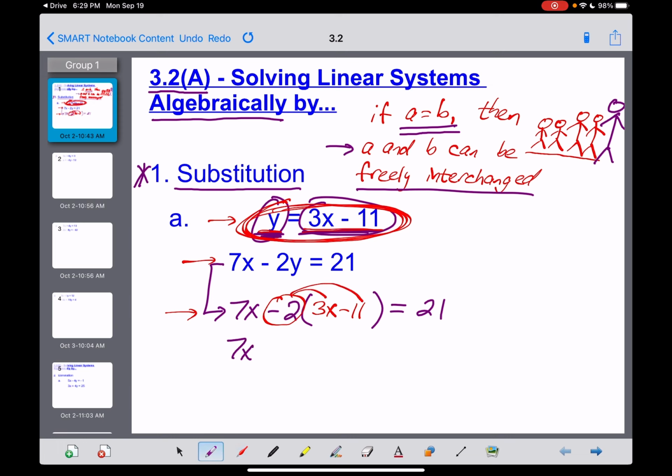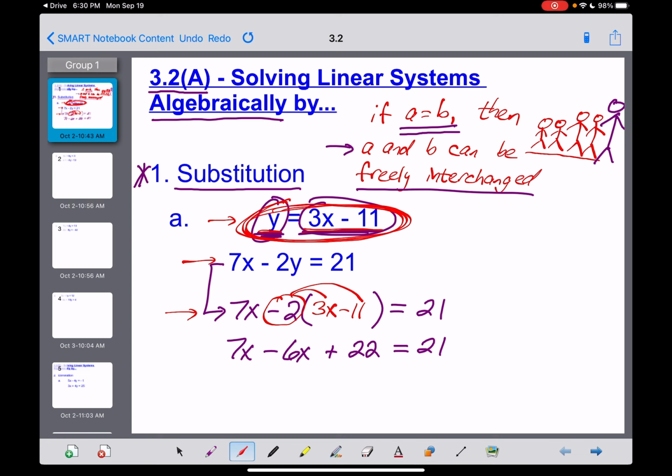So we now get 7x. Negative 2 times 3x is minus 6x. The negative 2 times the negative 11 is going to be plus 22. All of that equals 21. And in Algebra 1, your teacher probably made you do this in 2 separate steps. But we're going to take the training wheels off the bike here, everybody. This is Algebra 2. I think you guys can do 2 things at once.